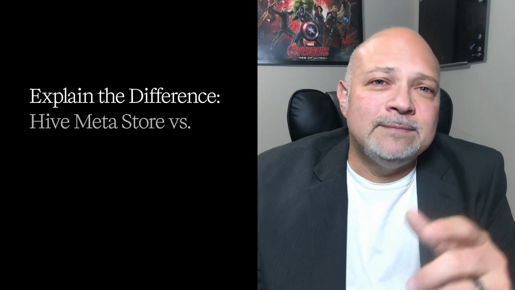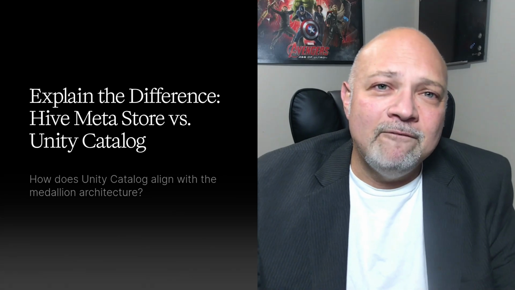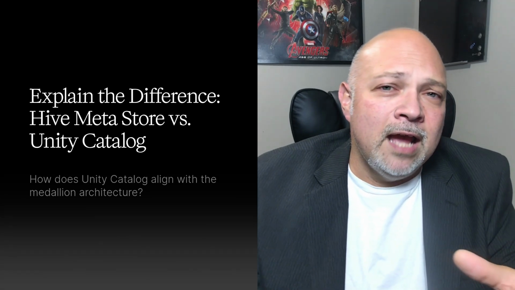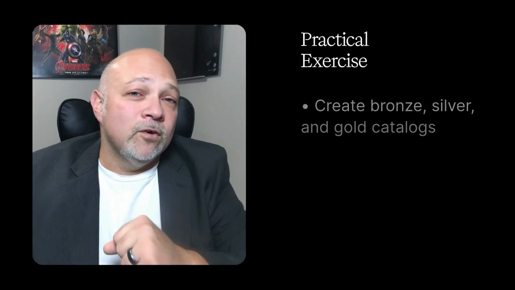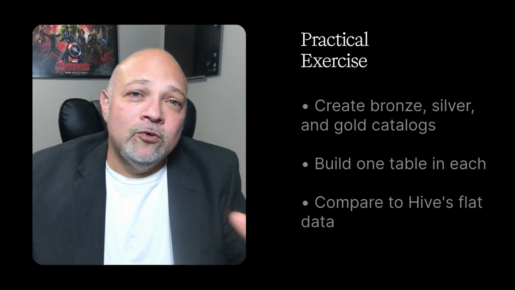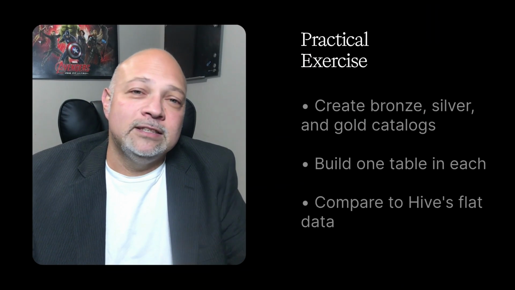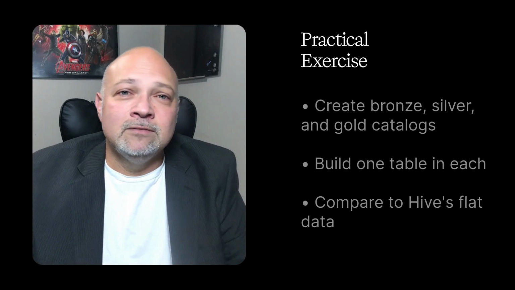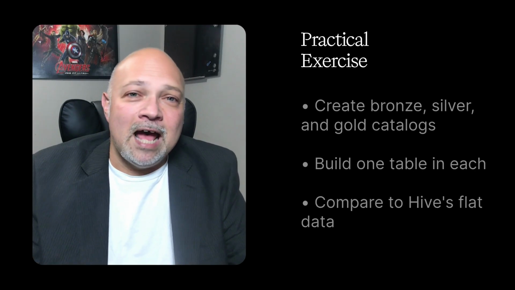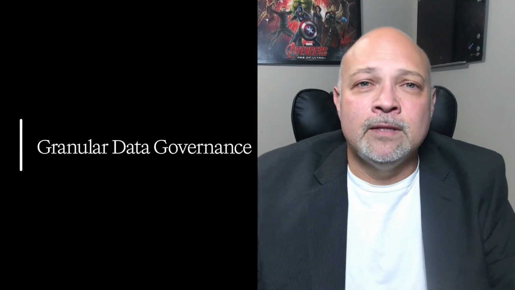One of the interview questions you might hear around this: explain the difference to me between Hive Metastore and Unity Catalog. How does UC align with the Medallion architecture? Now, for a practical exercise, create your bronze, silver, and gold catalogs in your Databricks free edition. Build one table in each, and then compare it to Hive's flat default database. As a resource, take a look at the Fundamentals of Data Engineering by Joe Reis and Matt Housley.